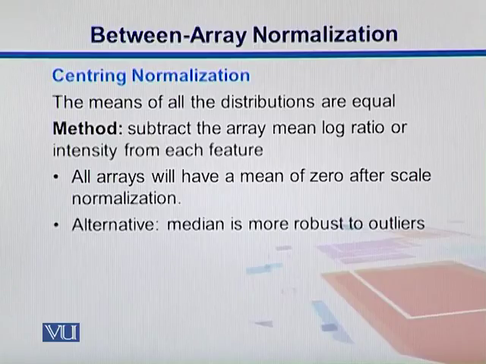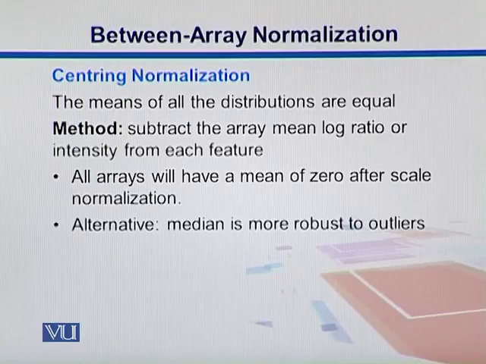We normalize it for the overall array means, and then across different arrays, since we are assuming that means are equal, when we do this normalization we believe that across different arrays our data is normalized. So all arrays will then have an equal mean, a mean of 0, after this normalization.